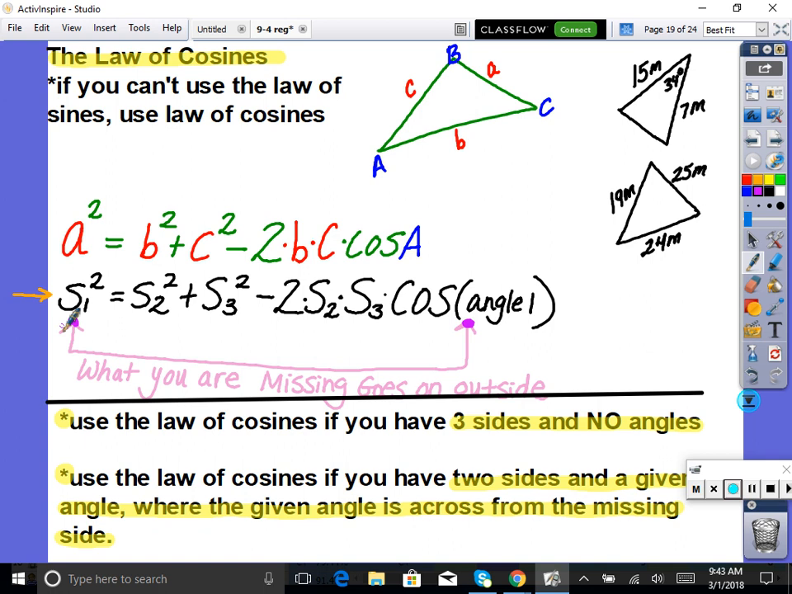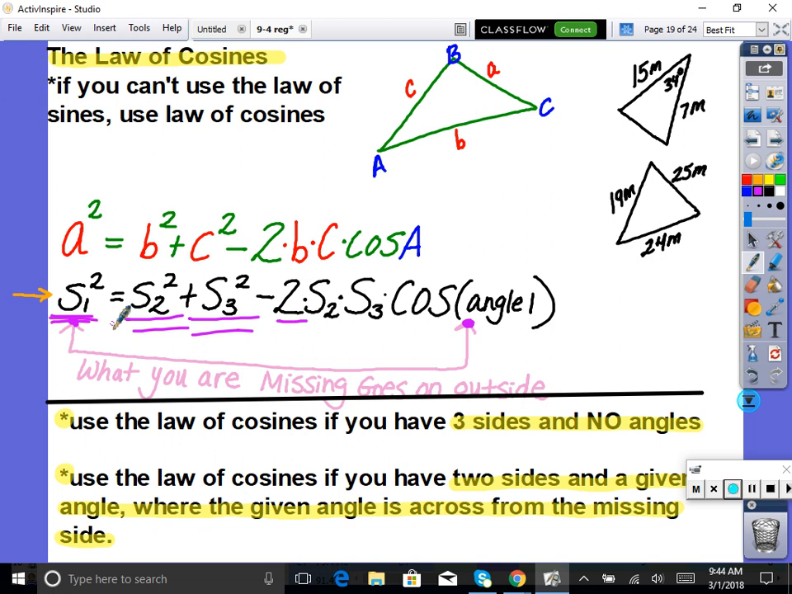And then also for the formula, just notice this. It goes like this: one of the sides squared plus the other side squared minus 2. It's always minus 2. And then it's minus 2 times those sides times cosine of the angle that's across from that side. So you'll see that it's actually quite easy.